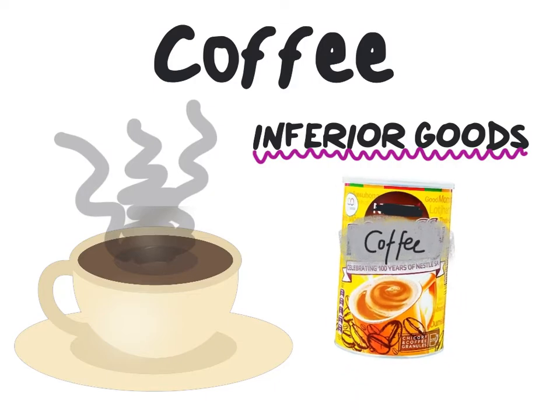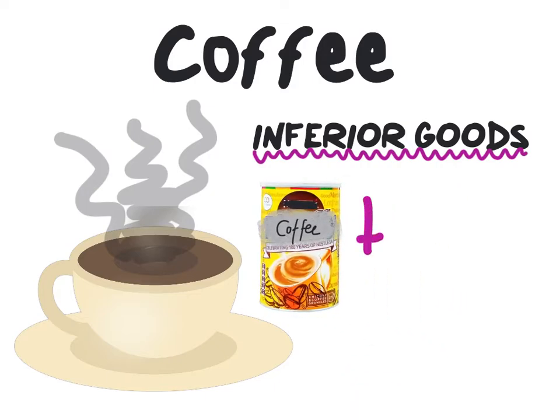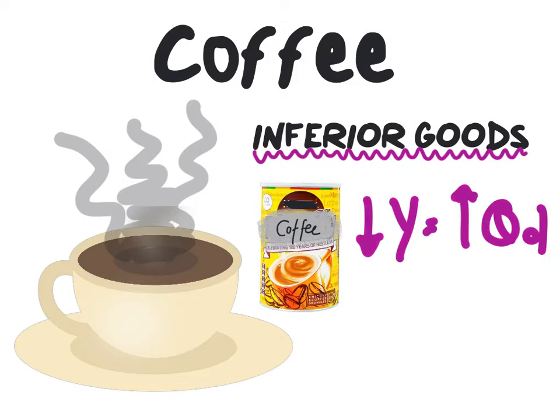For example, instant coffee. Instant coffee is thus an inferior good due to the relationship between income and quantity demand. If our income decreases, the quantity demand for our cheaper and lower quality coffee, such as instant coffee, will increase.